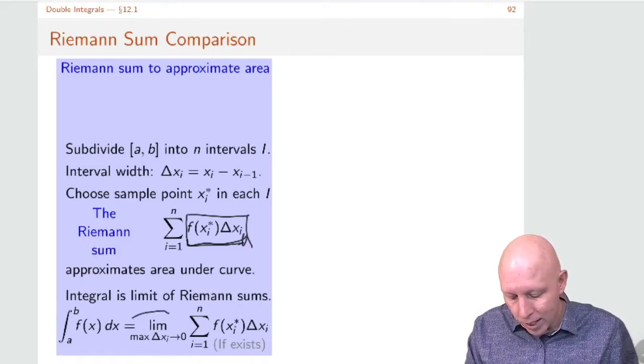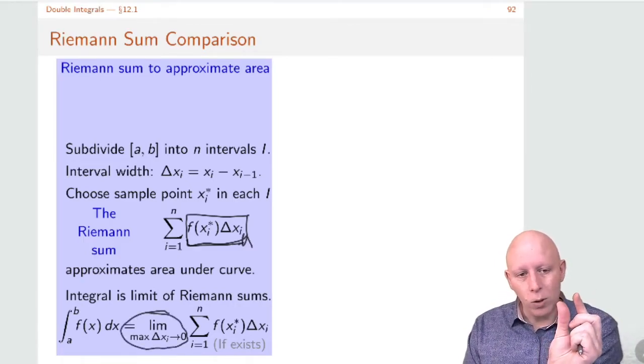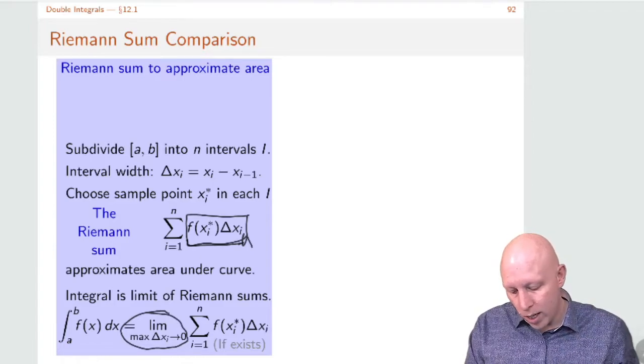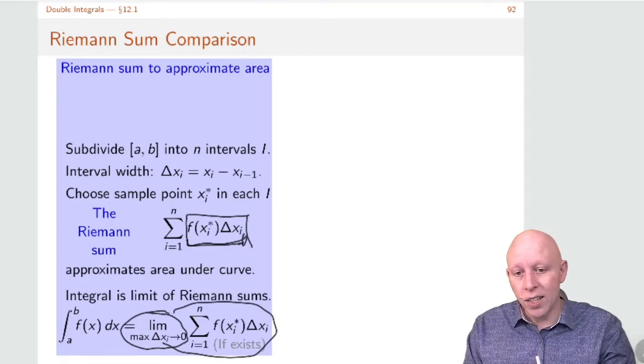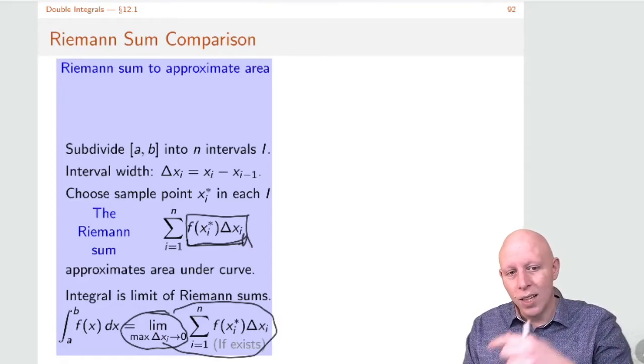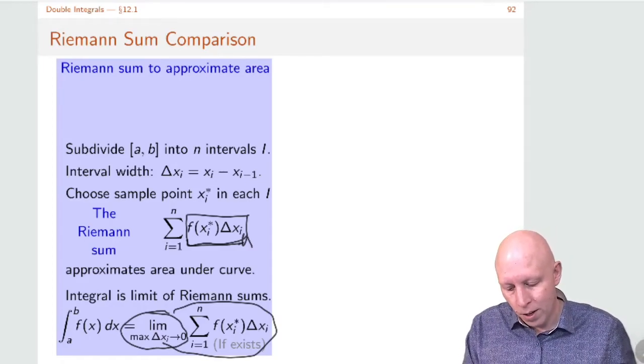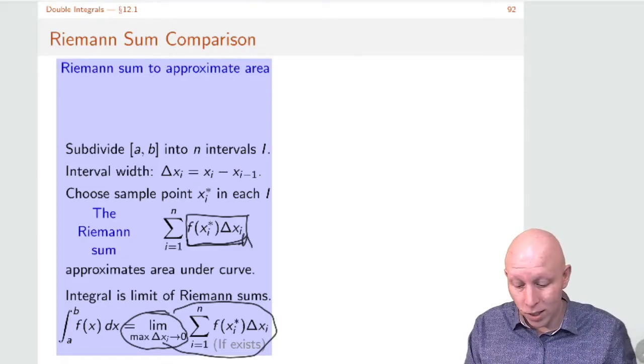So if we take this limit as this width goes smaller and smaller, we get that the limit of this gets closer and closer to the area. If that limit exists, that's what we call the integral. Okay, so that was Calc 1.